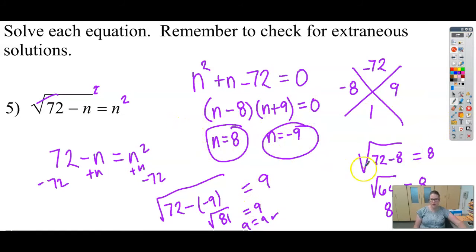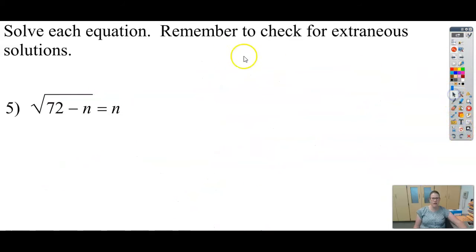Okay. Now if one of them would have worked and one of them did not work, then I wouldn't have thrown out one of the solutions and I would have said just the other one is the solution. Okay. So let's try another one. If you'd like to pause the video and try it on your own first, that would probably be a good idea. And then come back and join and see how you did.